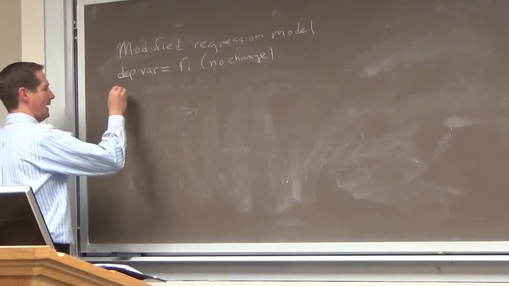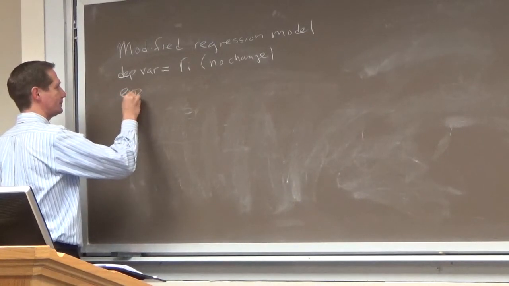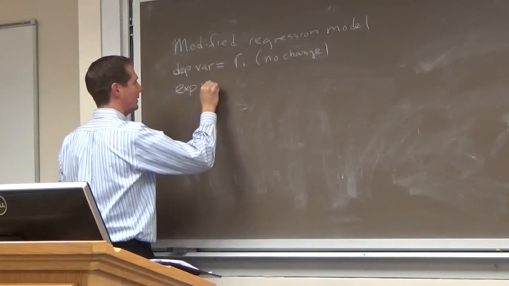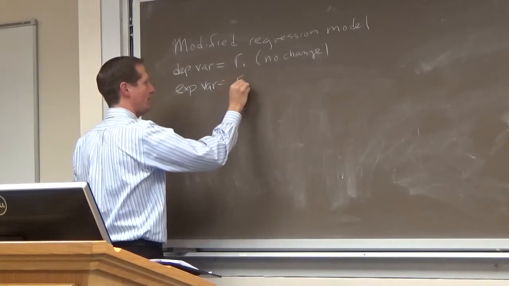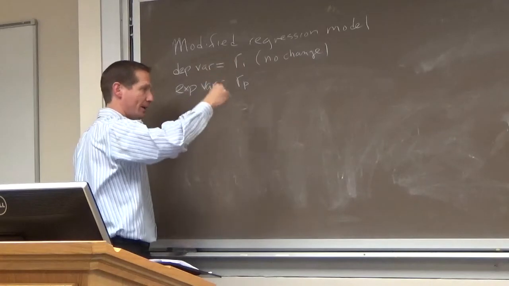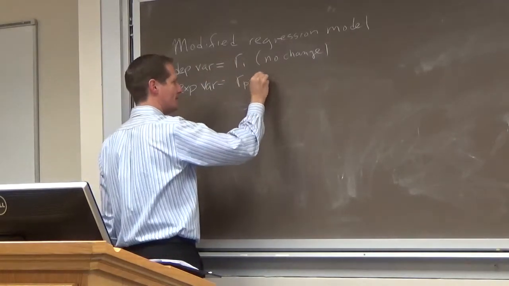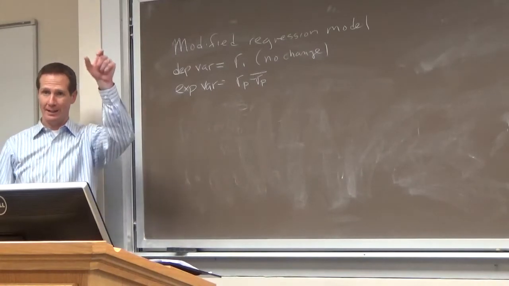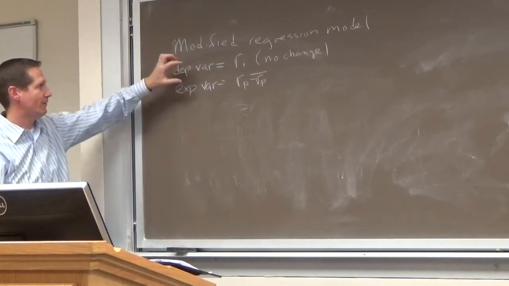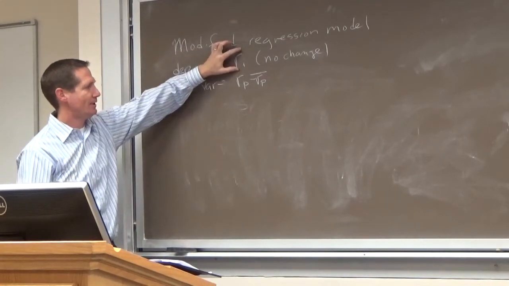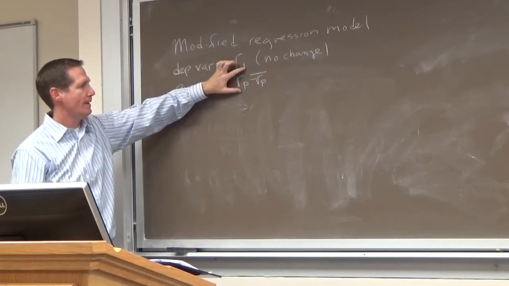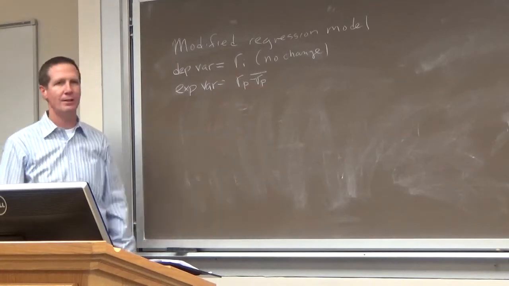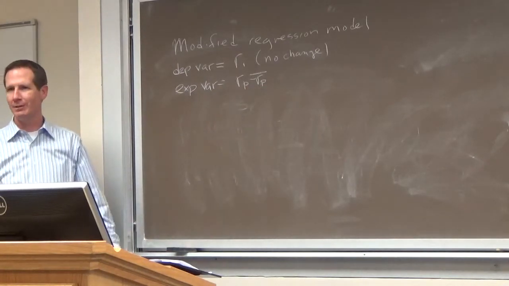However, our explanatory variable is going to equal the return on the portfolio every period minus its mean. That's where we have our change. We're going to have a sample of returns for the stock, a sample of returns for the portfolio, and we're going to subtract off every period the mean return for the portfolio. That's the only change we're going to make.